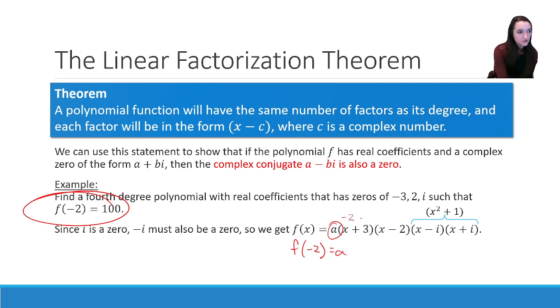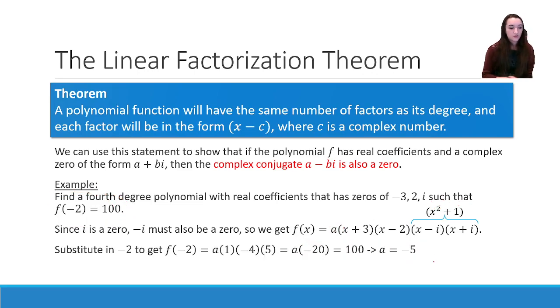So it'll be negative 2 plus 3, which is negative 1. Then negative 2 minus 2 is negative 4. Then negative 2 squared plus 1 is positive 4 plus 1 is 5.